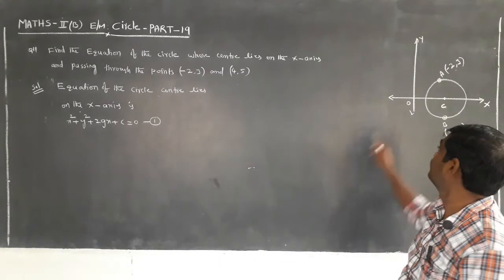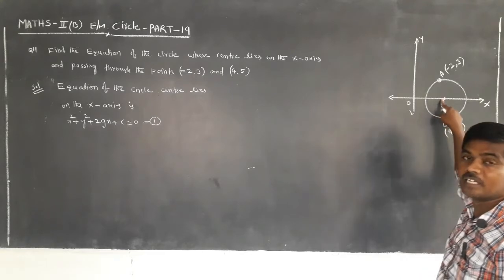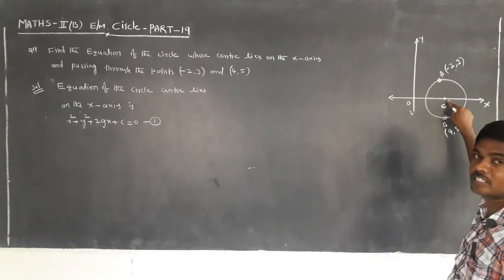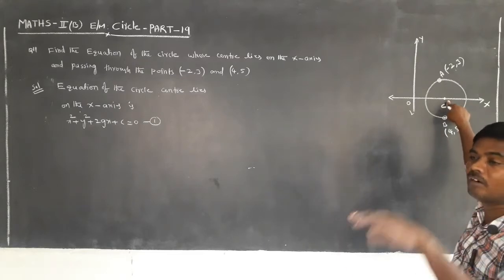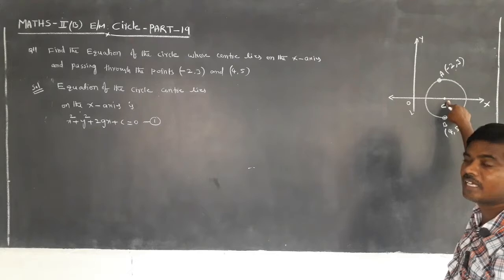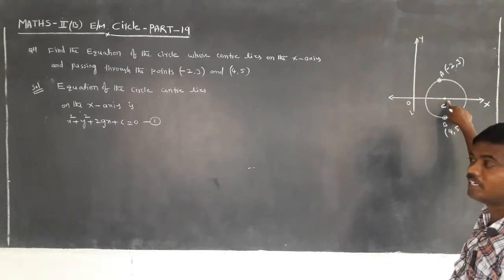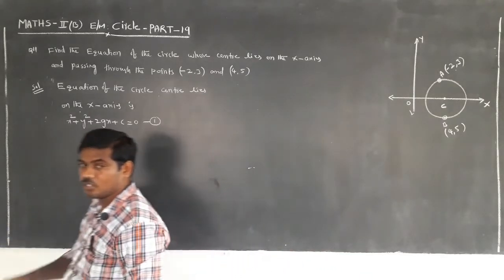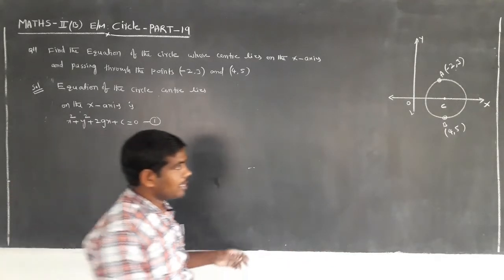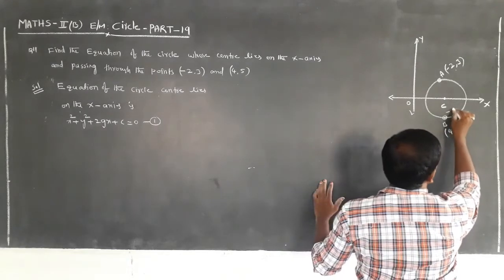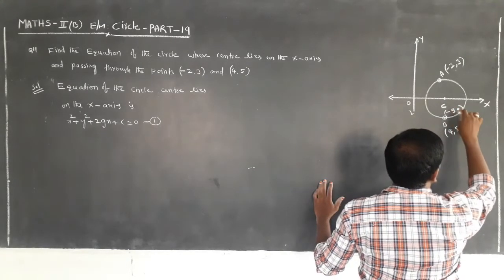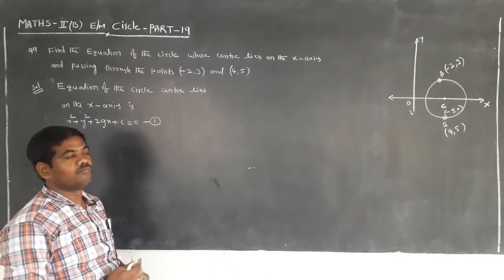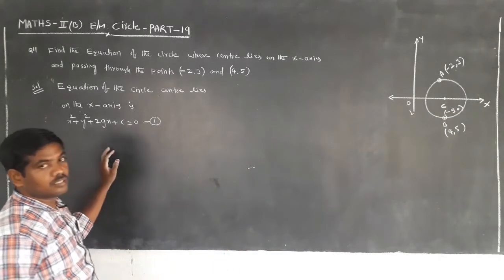Center lies on the x-axis means the center is a point on the x-axis, so the y coordinate is 0. In terms of the circle, the center is (-g, -f). Here the y coordinate f is 0. In the general form of the circle, f value 0 means the y term is 0.